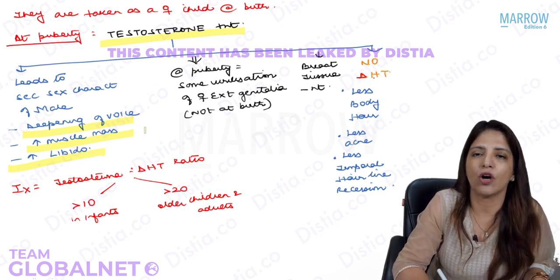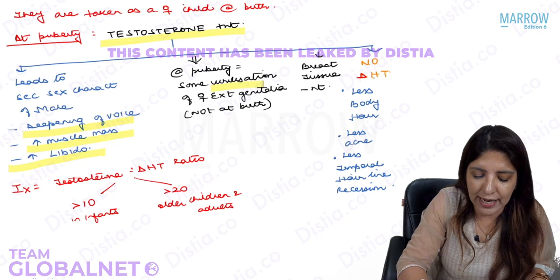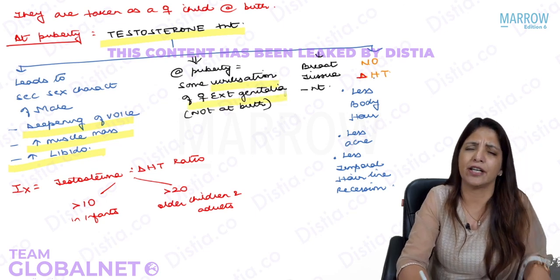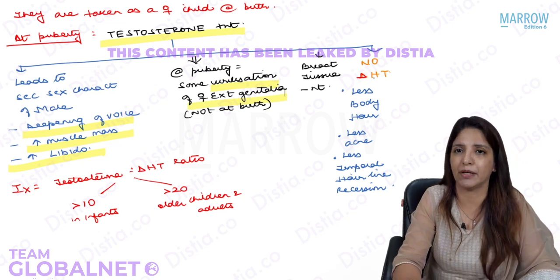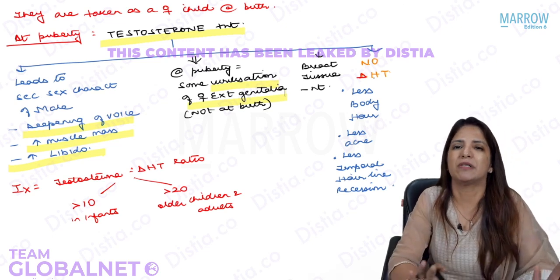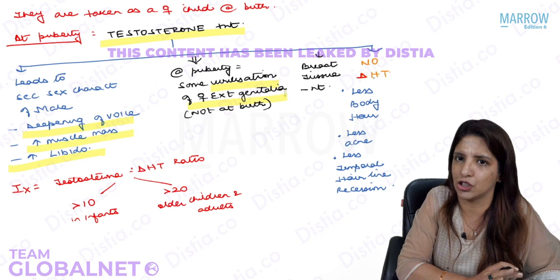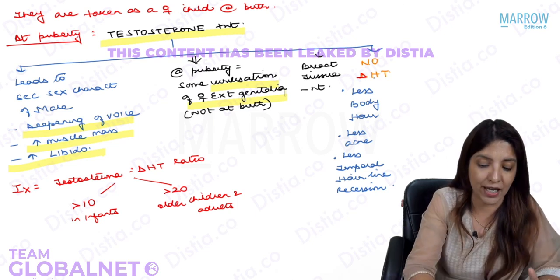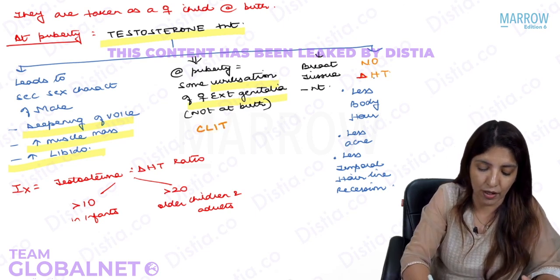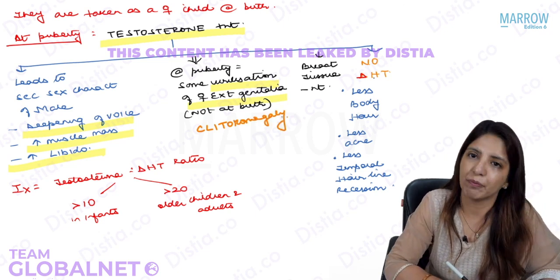This testosterone is going to lead to virilization of the female external genitalia to some extent at puberty, not at birth. At birth, this didn't happen. But at puberty, there will be some virilization of the external genitalia. The clitoris will be enlarged, so there can be a clitoromegaly. It could appear as if there is a clitoromegaly.